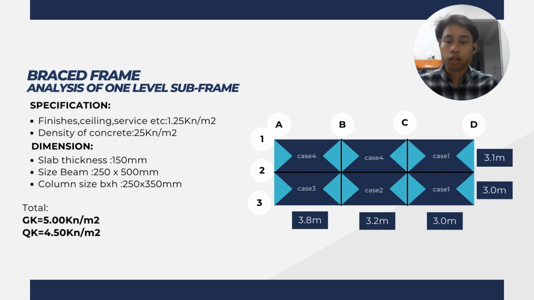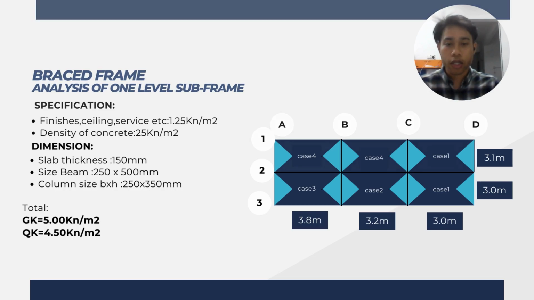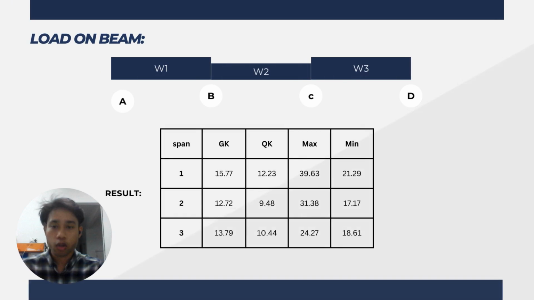For the total GK, we get 5 kN per meter square. And for the total QK, we get 4.5 kN per meter square. And all the cases are stated on the diagram. Next, load and beam. We go to the span one.